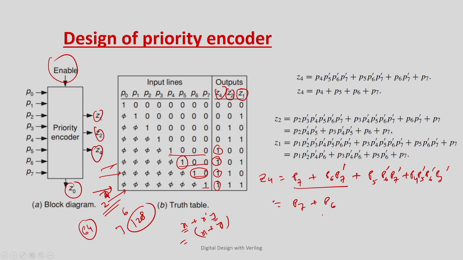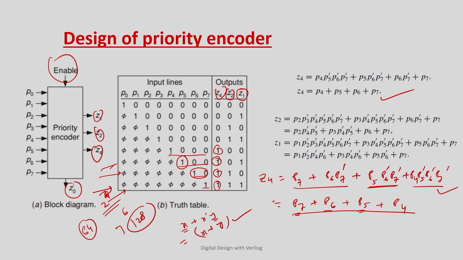Then if I apply this P6 and this term, it will become P5 P7 bar. And then I can apply this P7 again, so this P7 bar will go. Similarly, I can also apply this P5. If you take this and this, you will get P4, because finally you end up getting this expression. So this will be my simplified expression corresponding to Z4 by just applying this rule repeatedly on this equation.